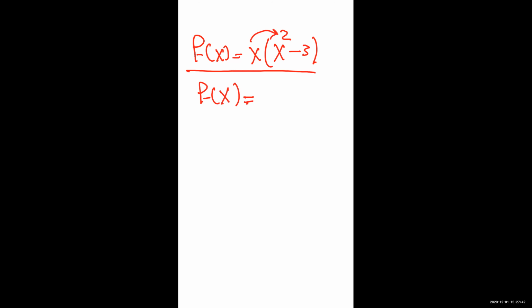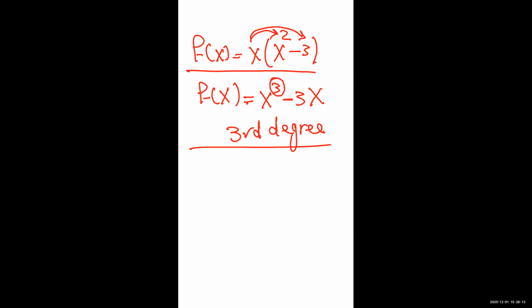Okay, so f of x here will equal x times x squared means x power 3. Then minus x times 3, sorry, I mean x times negative 3, so minus 3x. Okay, so now this one is of the third degree because the highest power is 3, so third degree, and of course it's a polynomial, right? Yeah, okay, right.